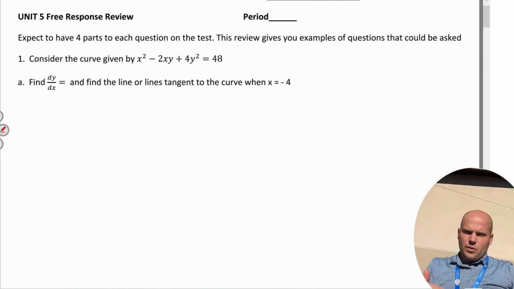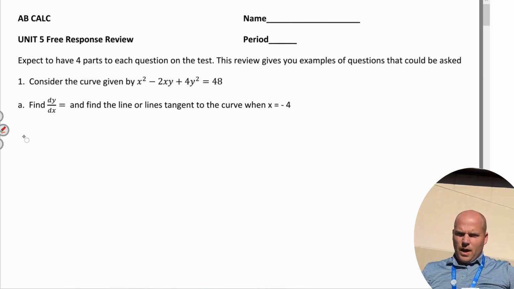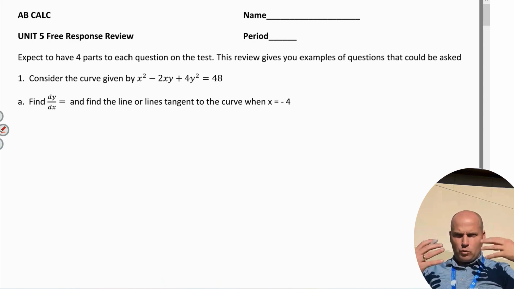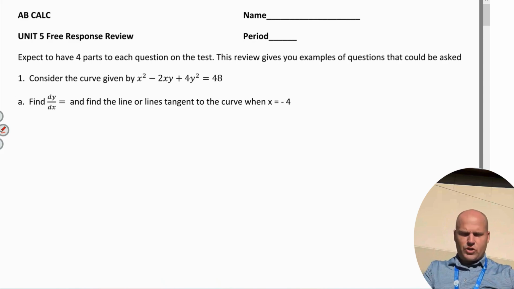We are going to do the Unit 5 review, and you'll have two free response questions, only 4 parts each. I'm giving you two free response questions. However, I'm giving you lots and lots of different parts that you could see on each question.